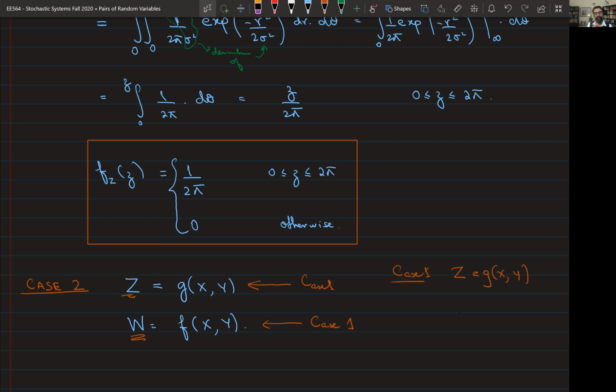Because if X and Y are independent, Z and W are not guaranteed to be independent, right? So let's let that sink in for a while. If X and Y are independent, there is no guarantee that Z and W are going to be independent as well. Okay? Can somebody give me a counterexample?